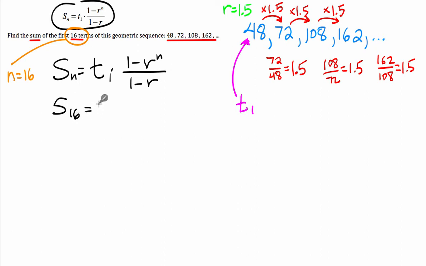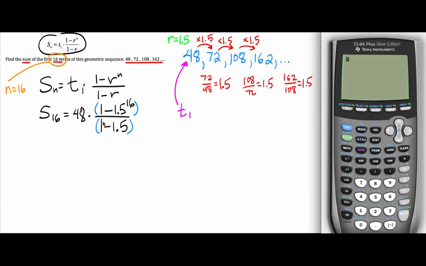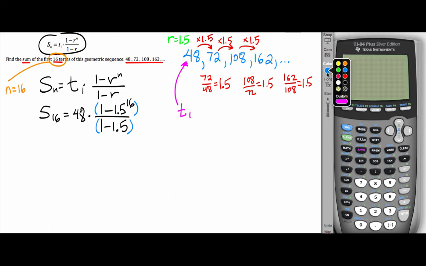S sub 16 equals T1, T1 happens to be 48, times fraction 1 minus 1.5 raised to the 16th divided by 1 minus 1.5. It would be a good idea to put some parentheses right here and right here, so that when you do the calculation on the calculator, you'll follow order of operations correctly. So I've put the calculator up to be able to help you follow this calculation more properly.